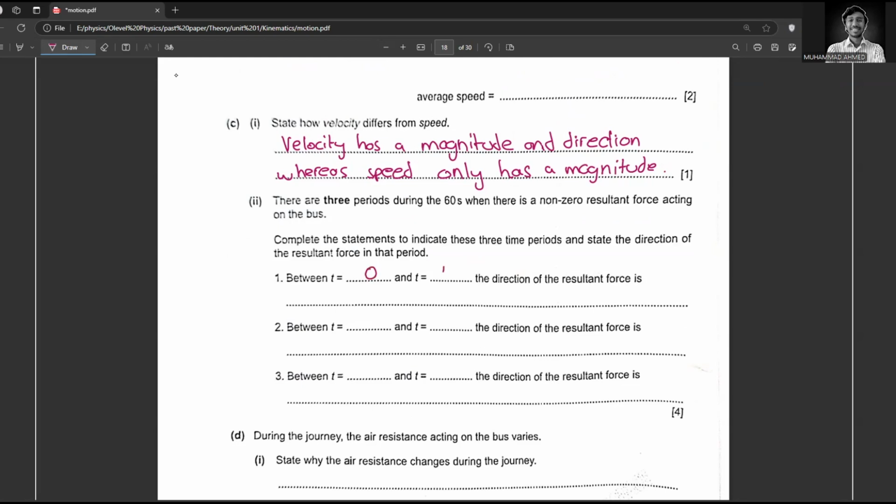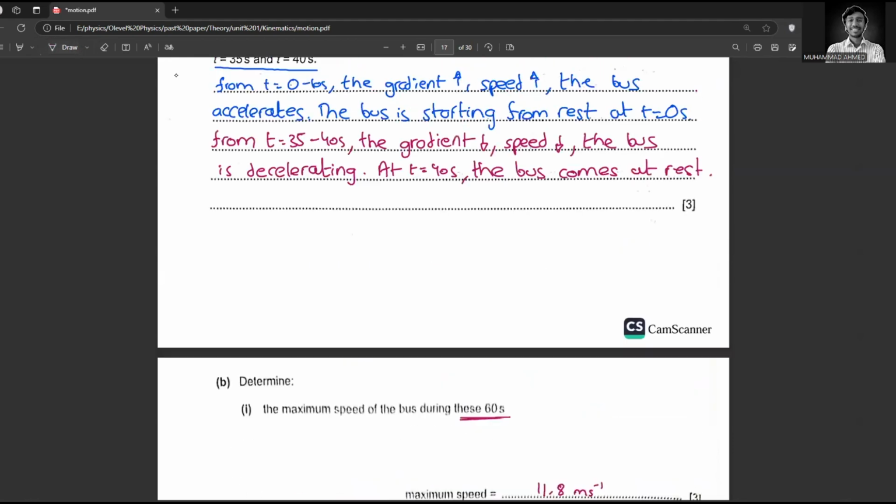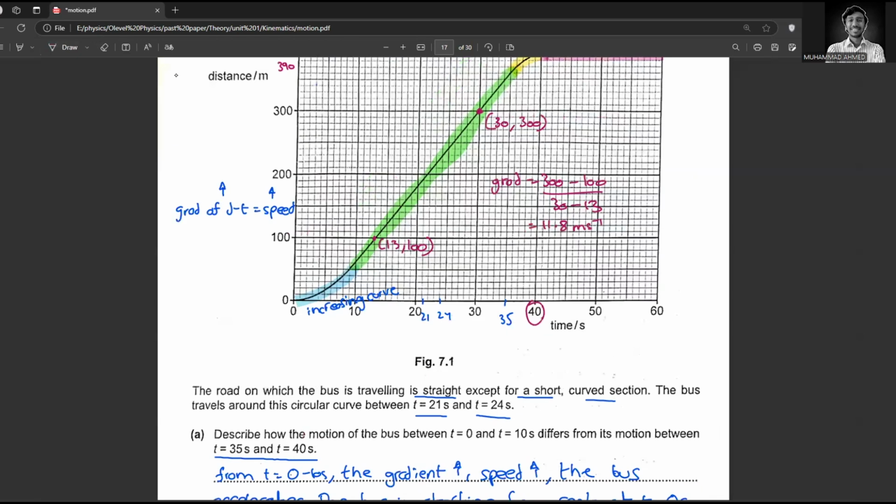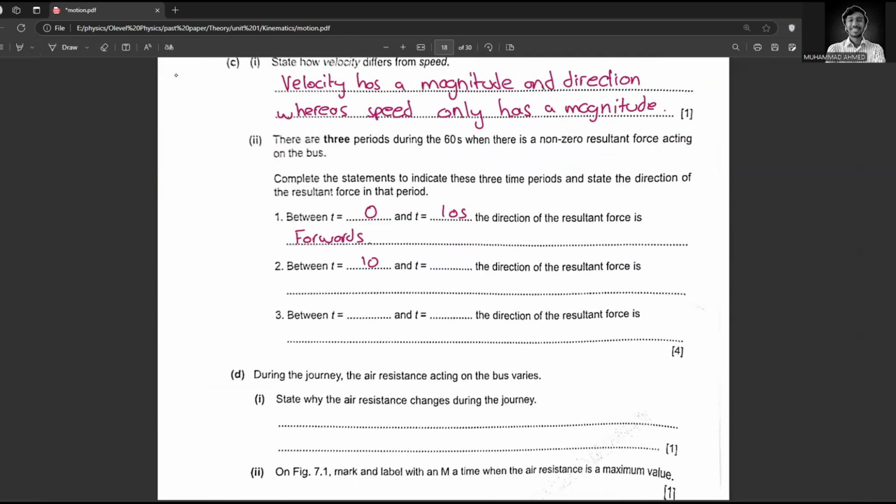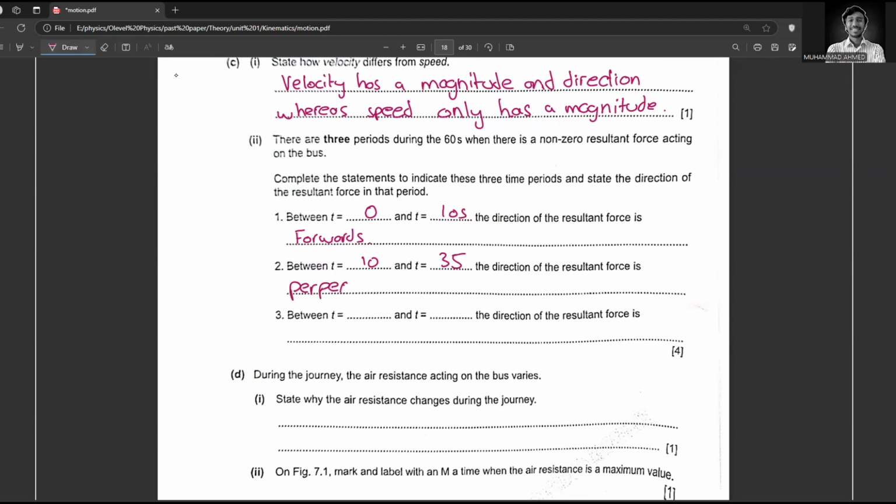From time t = 0 till time t = 10 seconds, the direction of the resultant force is forwards. Why? Because this causes an acceleration. Between time t = 10 to 35 seconds, you have a straight line. The speed is constant, so the direction of resultant force is perpendicular to the motion. And from time t = 35 till 40 seconds, since we are decelerating, the direction of force is backwards.